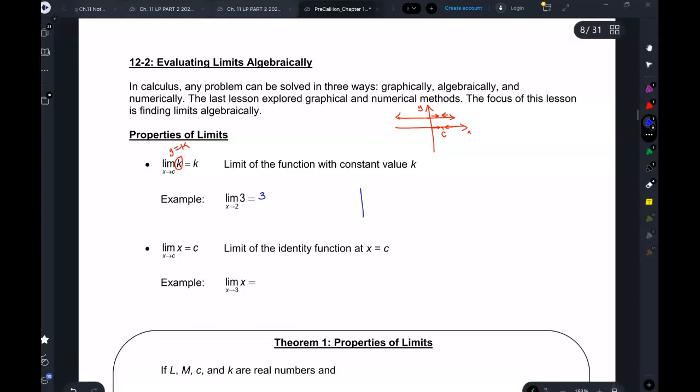Okay? Because, again, what is that? This is just the line y equals 3. And if this is 2, as I approach x equals 2 from the left or the right, my y value is just approaching 3. That's it.